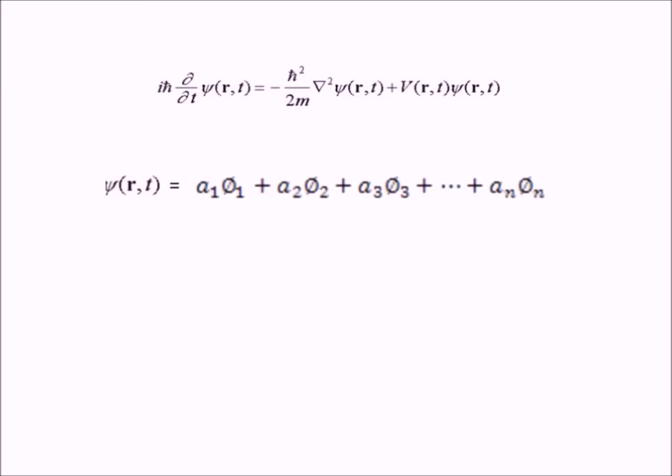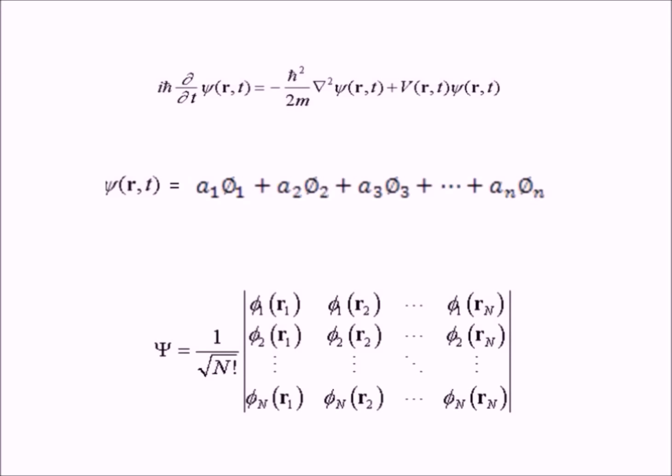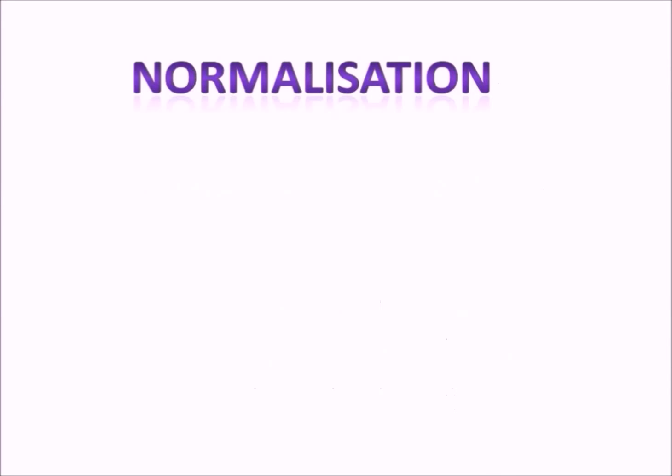psi is equal to a1 phi 1 plus a2 phi 2 plus so on. It can also be written in matrix form like this, where r1, r2 up to rn are the coordinates and phi 1, phi 2 up to phi n are different solutions. Now we will see what normalization is. Basically it is a mathematical process.